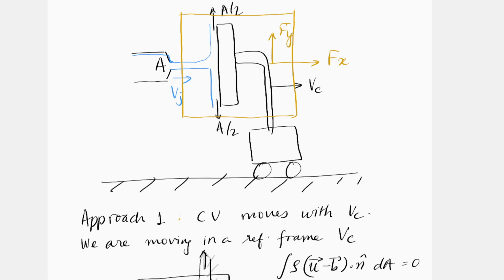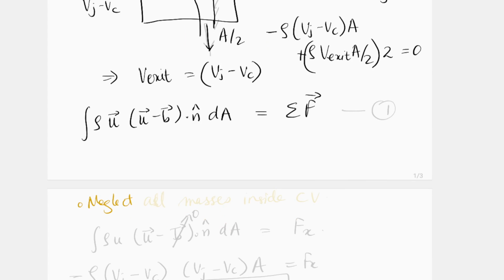and we will neglect the weight of the cart, the weight of the plate, and the weight of the water inside the control volume. So we will neglect all masses inside the control volume. So we can now write down the x momentum equation from equation 1, and that will be integral rho u minus b dot n dA, and that will be equal to Fx.